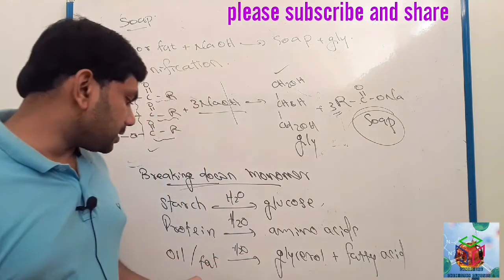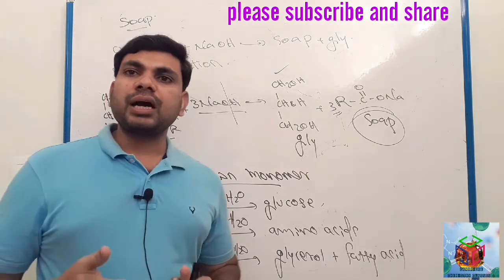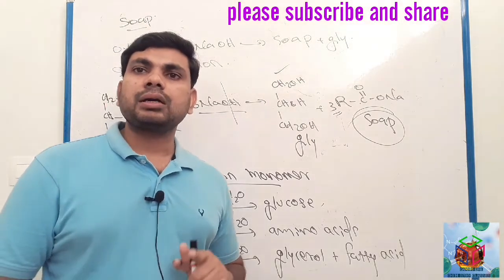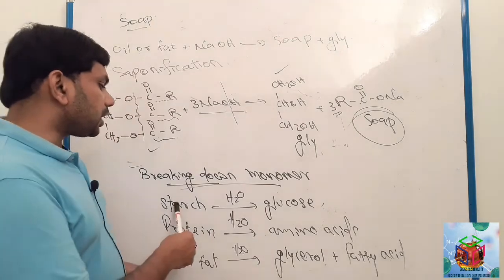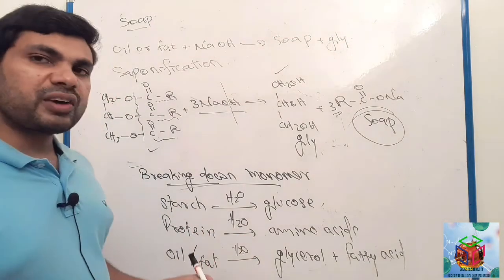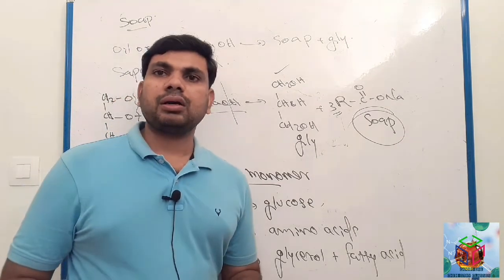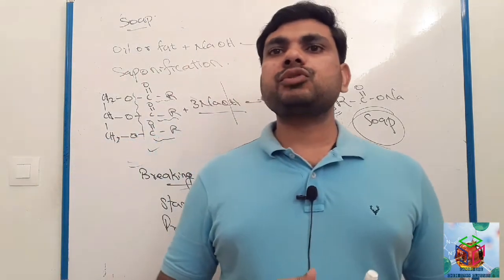Similarly here, oil or fat. Oil or fat after hydrolysis will change to its monomers, glycerol and fatty acid. Okay, so remember this: starch to glucose, protein to amino acid, oil or fat to fatty acid and glycerol. Clear? So these are the things we have to discuss in organic chemistry.